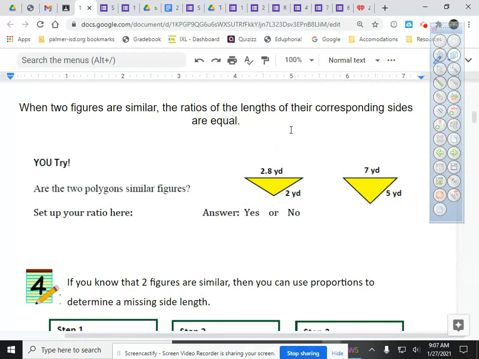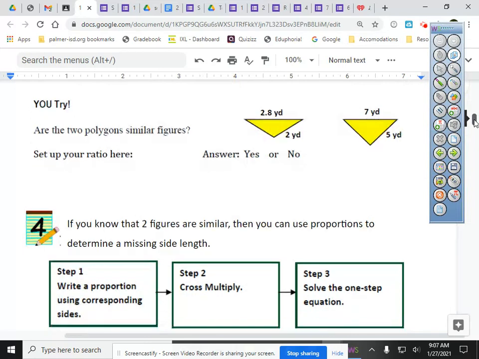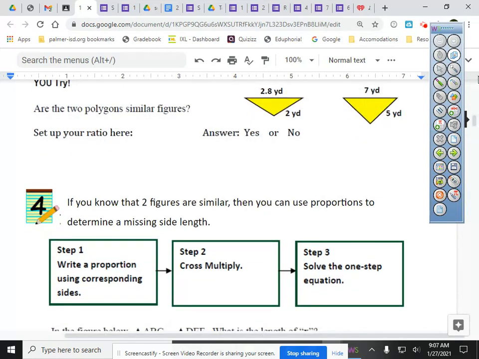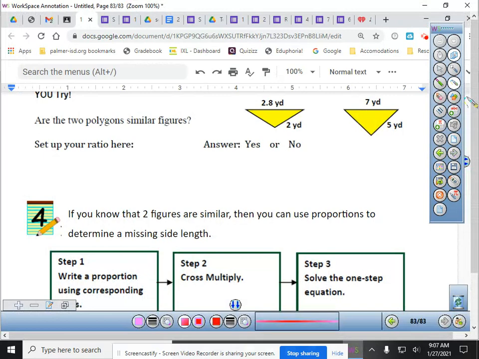When two figures are similar, the ratio of the lengths of their corresponding sides are equal. You try. Are the two polygons similar figures? What is a polygon? It's a shape. Can you be more specific? It is closed and has three or more sides. Good.